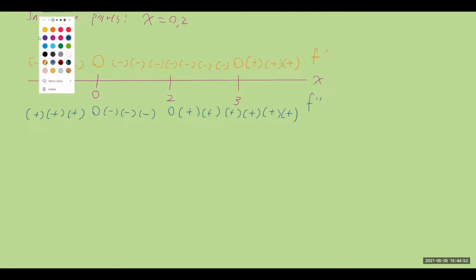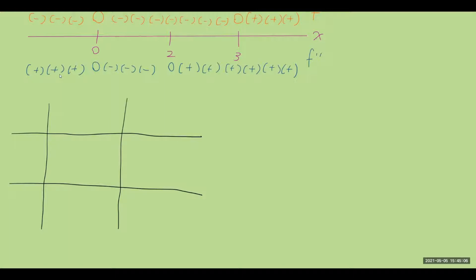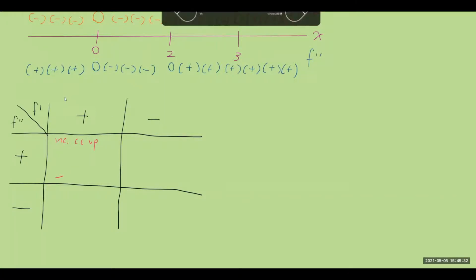Before we actually get into that, I want to show you the different combinations of shapes of the graph when you combine f prime and f double prime. Right? So here we have, let me draw a little table here. So we have f prime here and f double prime, positive, negative, positive, negative. All right, so when f prime is positive and f double prime is positive, that means it's going to be increasing and concave up, right? So it's going to be something like this, it has some shape like this.